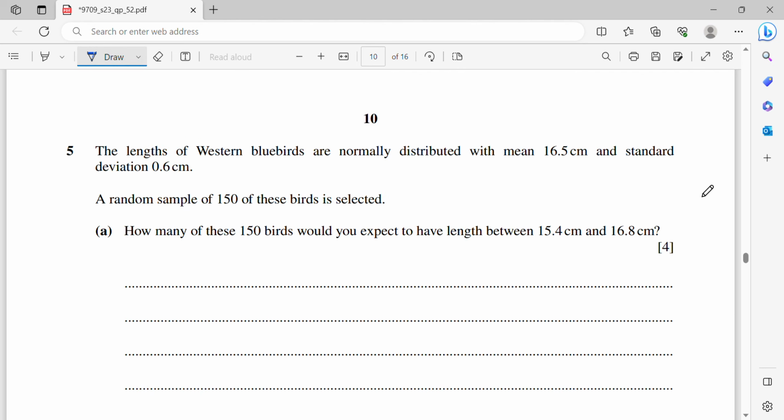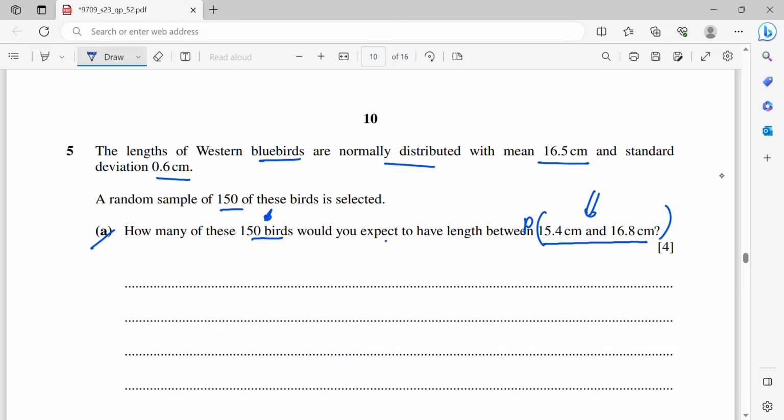Alright, so let's move on to question number 5. The lengths of western bluebirds are normally distributed with mean 16.5 centimeters and standard deviation 0.6. A random sample of 150 of these birds is selected. A. How many of these 150 birds would you expect to have length between 15.4 centimeters and 16.8 centimeters? So before you get how many birds, you need to find the probability of this first.